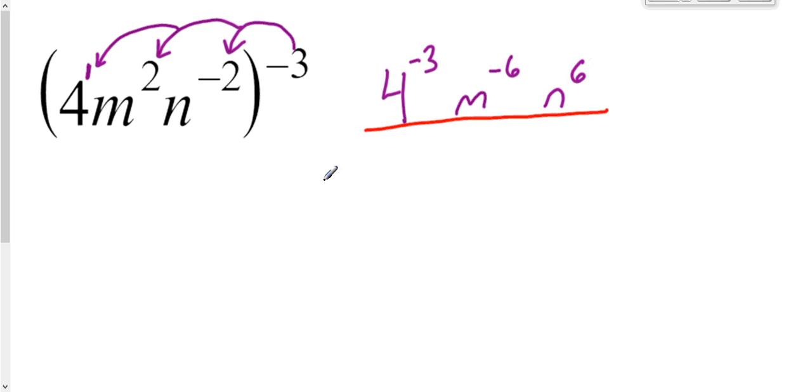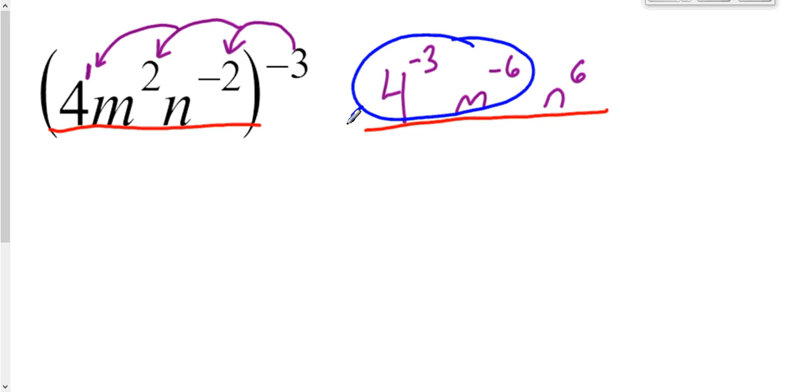They're all on the top of the fraction right now. We know they're all on the top of the fraction because they all started on the top of the fraction over here. My negative exponents are going to move to the bottom of the fraction. So n to the sixth gets to chill on the top. I have 4 to the third and m to the sixth.